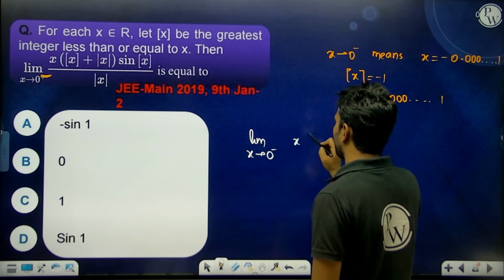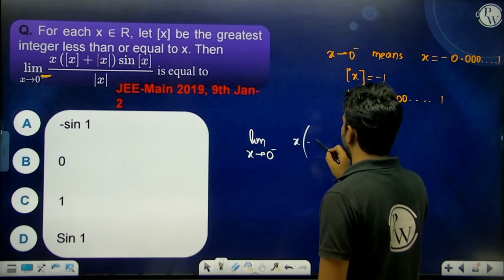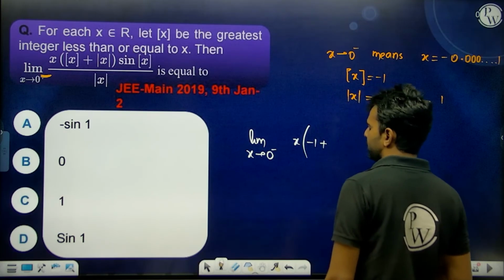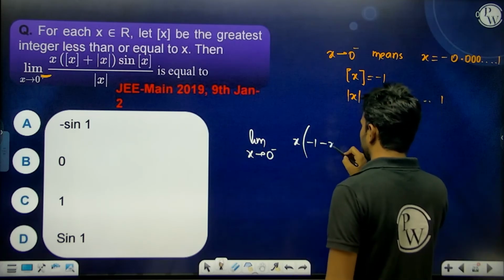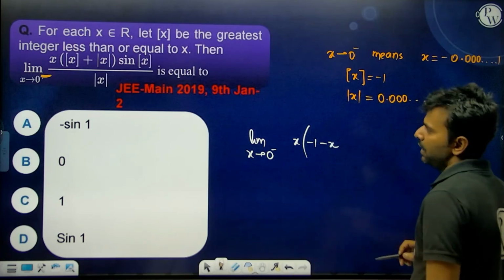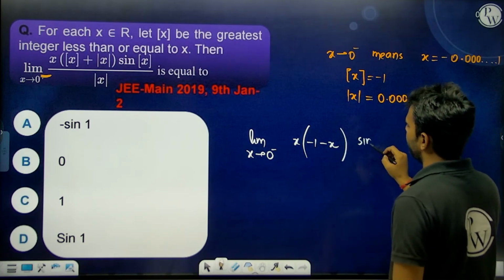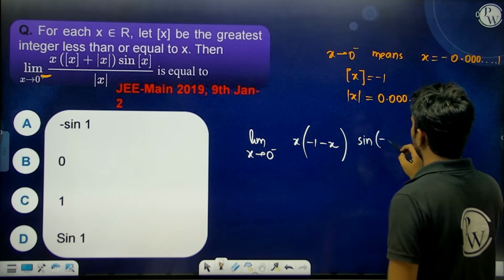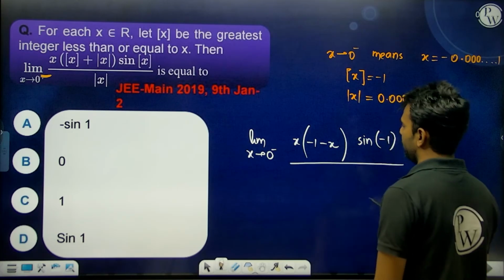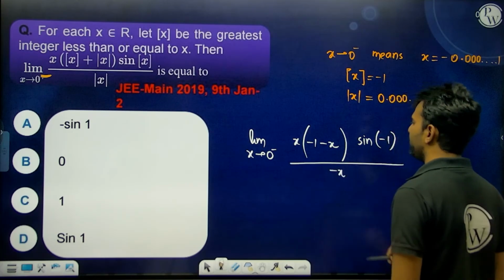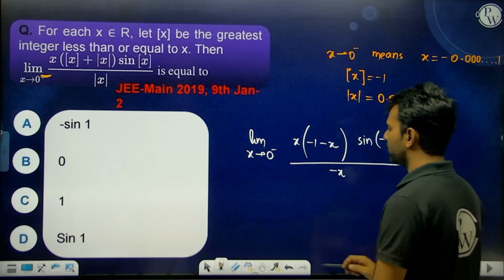x times of greatest integer of x will become minus 1 plus, since the modulus is opened with a minus sign. Why? Because I hope you know that the modulus will be opened with a minus sign over here, times sine of minus 1 divided by, this is going to be minus x. Can you solve this particular question now, everyone?